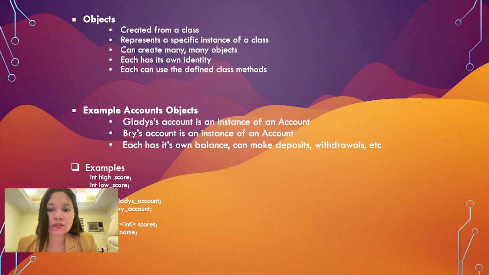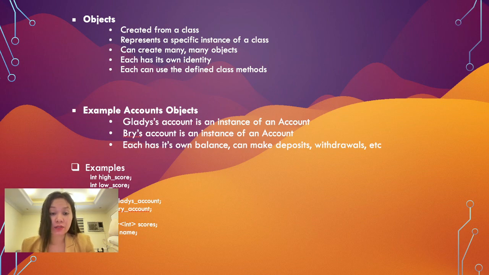It can use the defined class methods. Example, account objects. So I made my example for the account object. Gladys's account is an instance of an account, and Bryce's account is an instance of an account. Each has its own balance, can make deposits, withdrawals, etc. Another example, high score and low score.